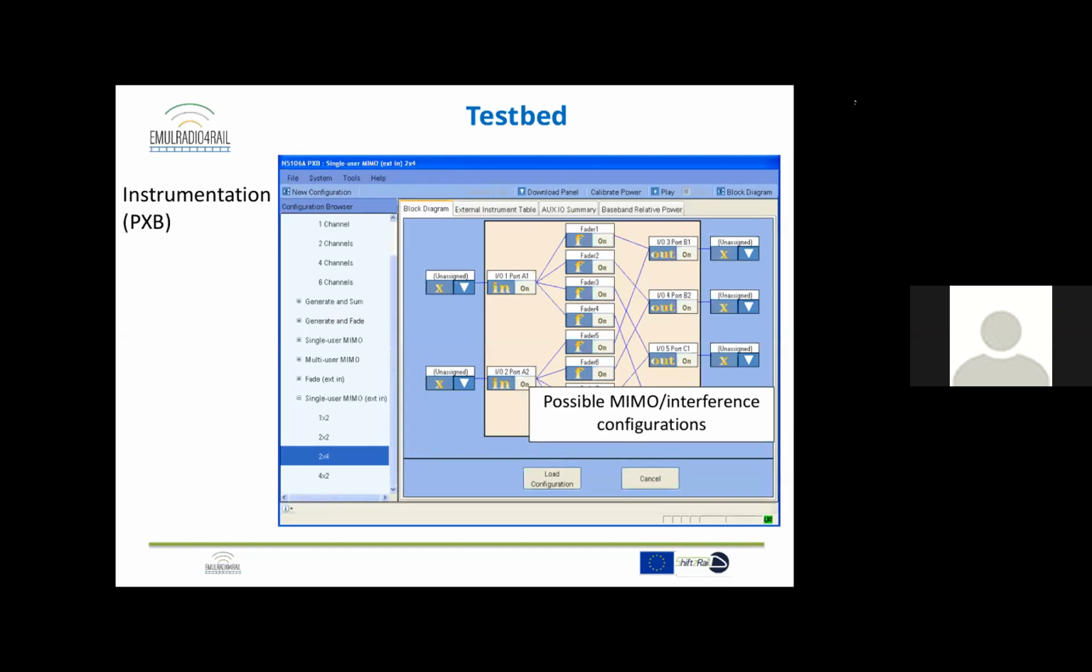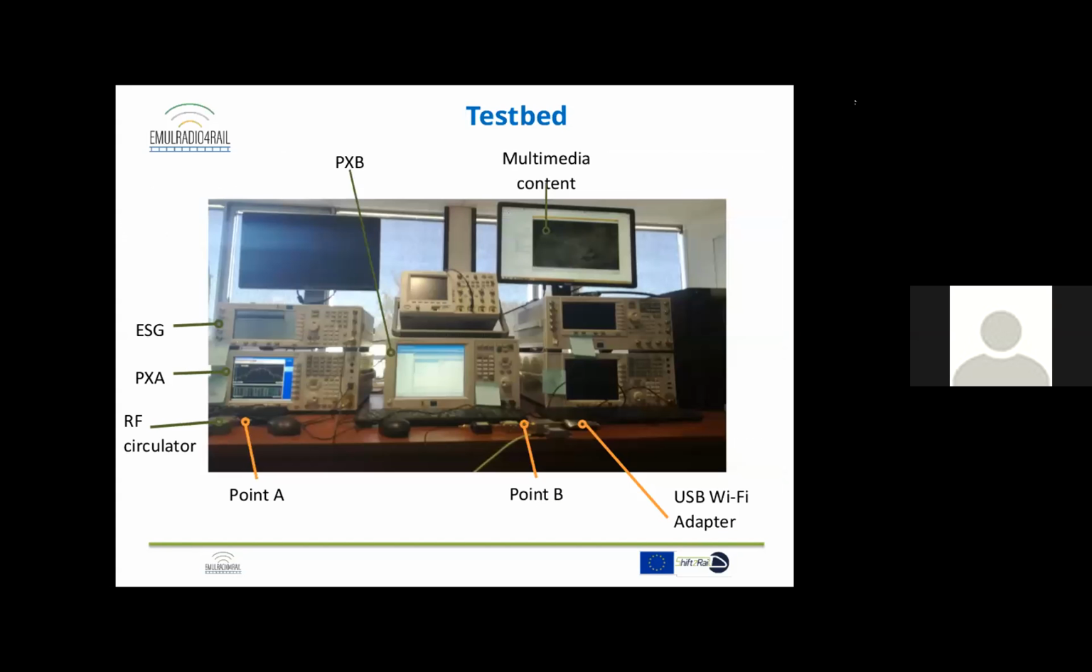Here, for example, we can exploit the MIMO scenarios for introducing interference configurations. Here we have a photo of the real test bed. As we can see, we have all the instrumentation: the ESG, the PSG, and the channel emulator.